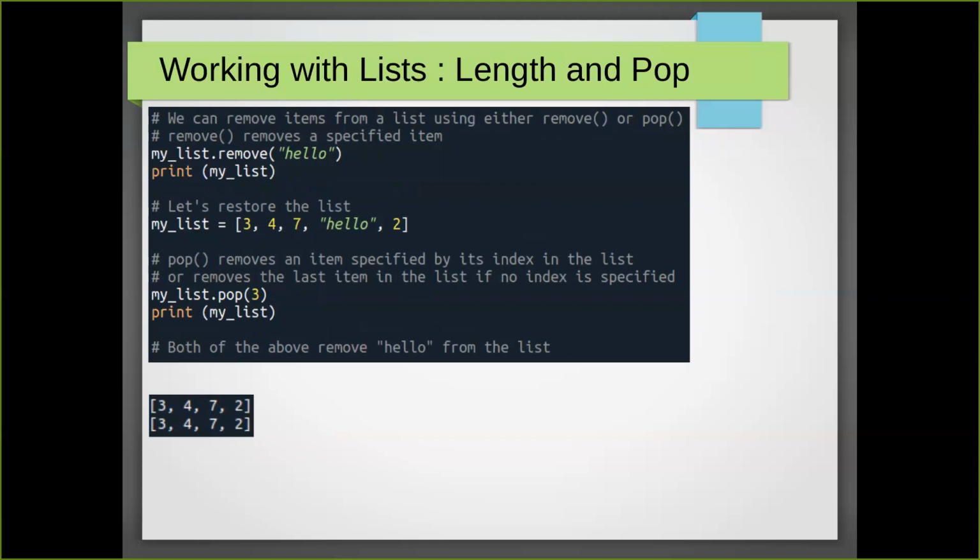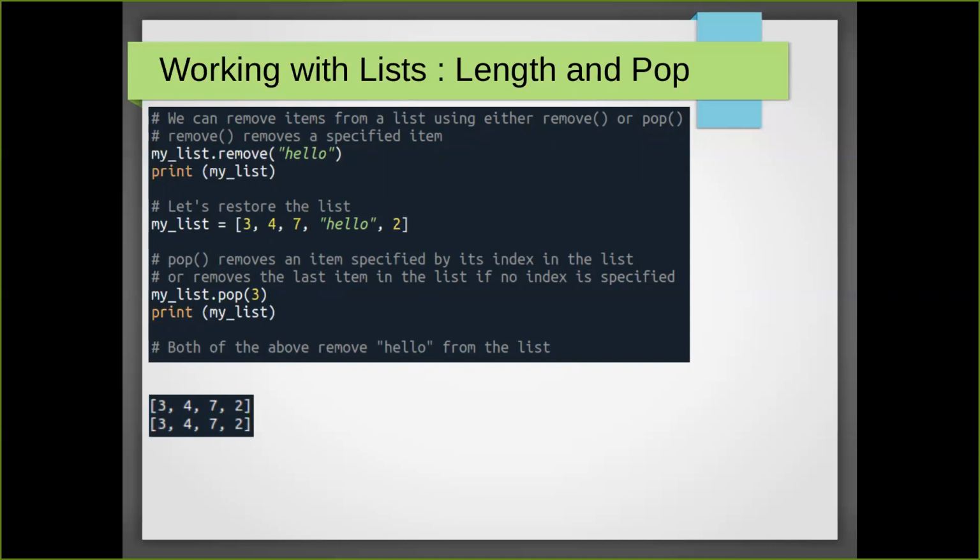Sorry, remove and pop, I should say. So these are ways in which we can remove items from a list. Now, remove removes a specified item from the list. So by using the remove function, you say, find that value in that list and get rid of it.